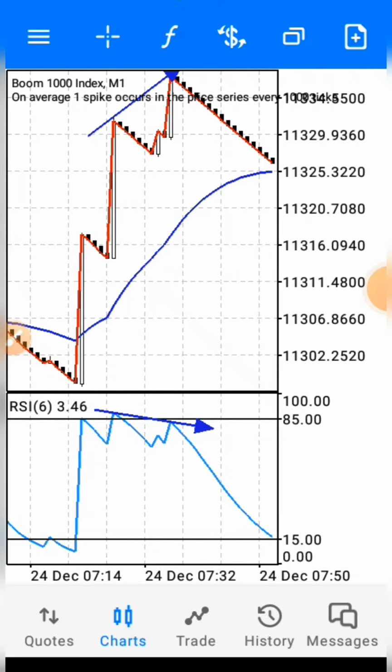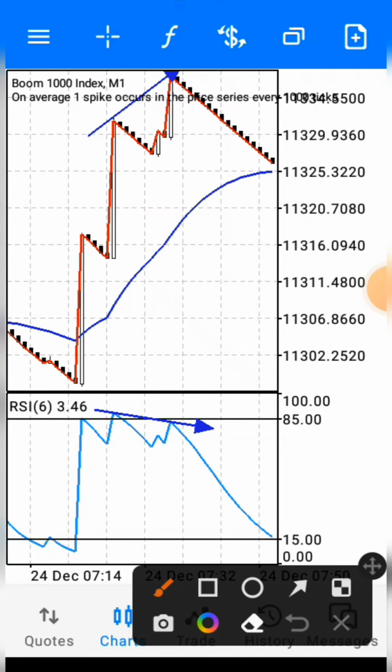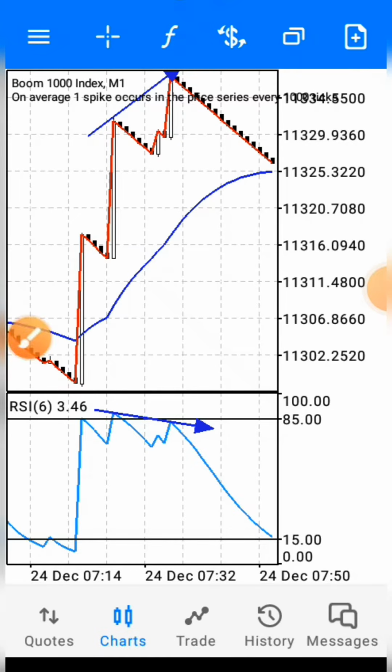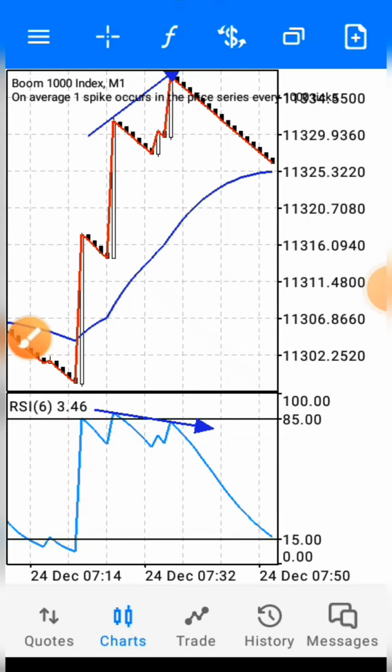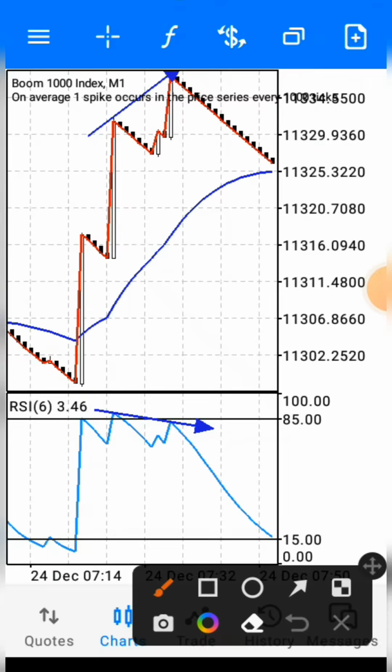Now our second condition, okay, our second condition, we need to watch out for divergence. Okay, now as you can see, this is where I marked the arrows here. Okay, this blue arrow here and this one right here. Okay, now you can see this arrow is facing up while this one is facing down. Okay, now that is what I'm talking about. That is what is called divergence in the forex market.